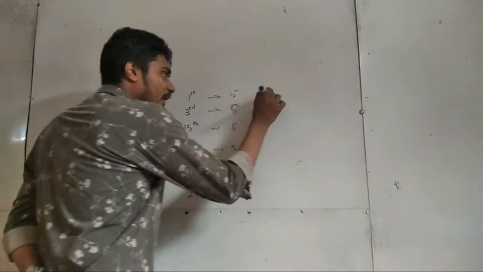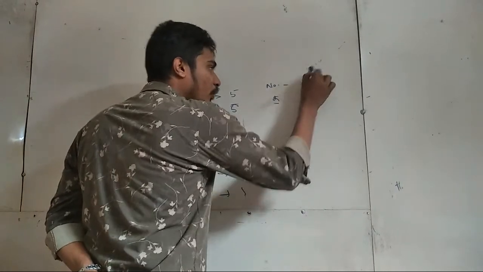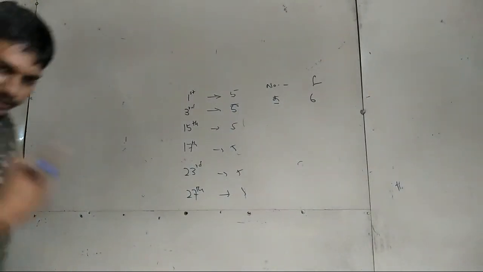So guys, if the number of yogurts is 5, then the frequency is how much? What is the frequency? Frequency is 6. Did you understand what I'm saying? So guys, what is the meaning of frequency?